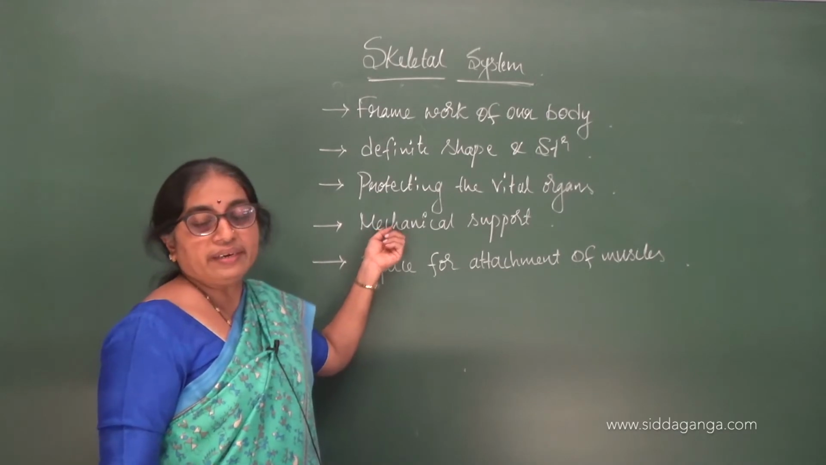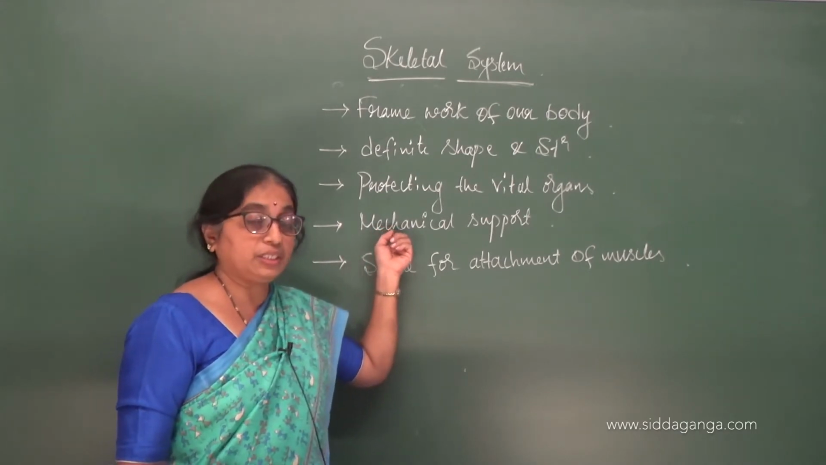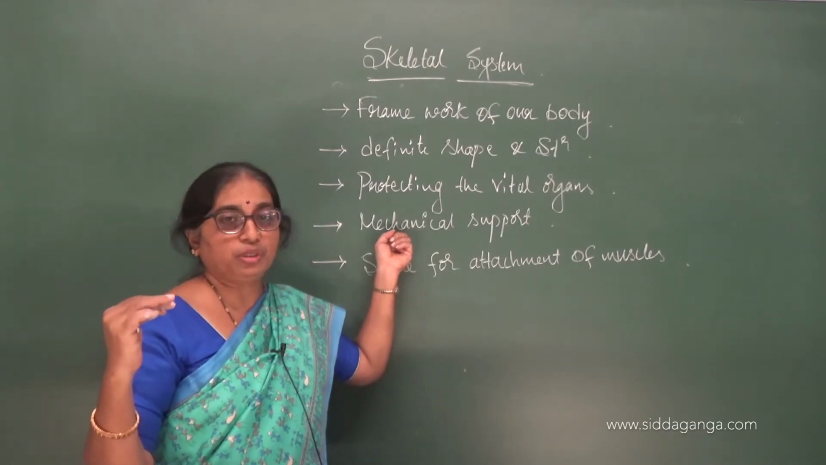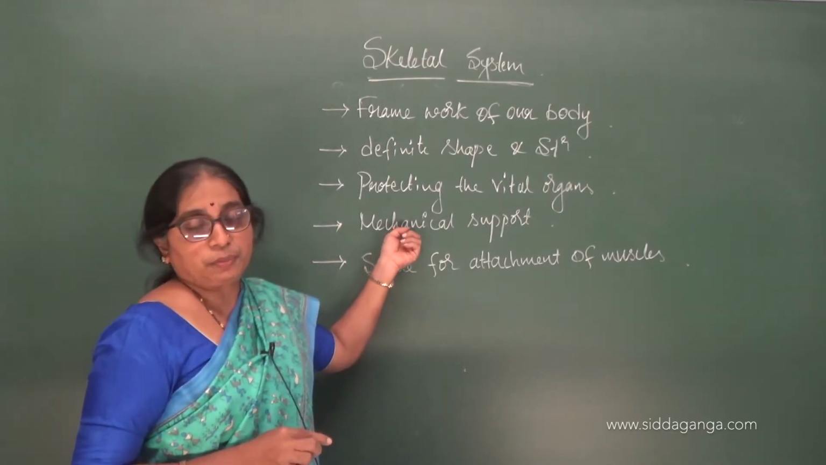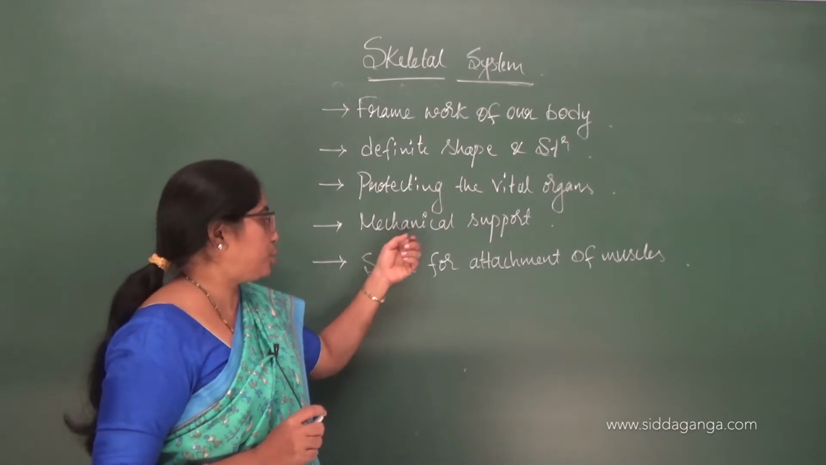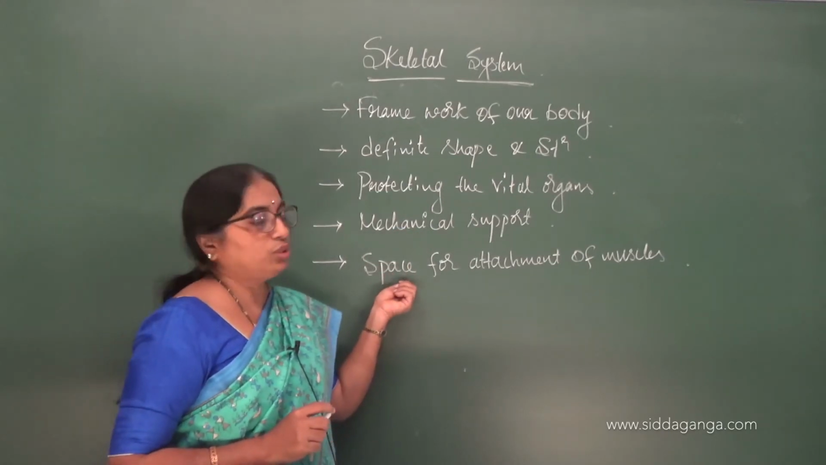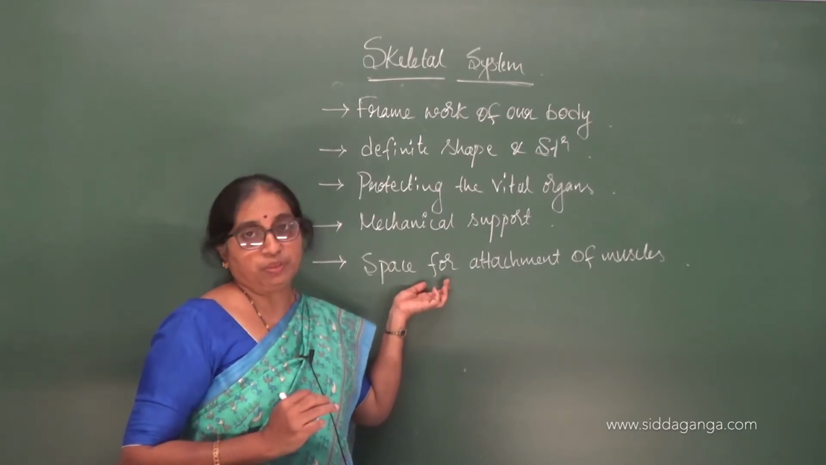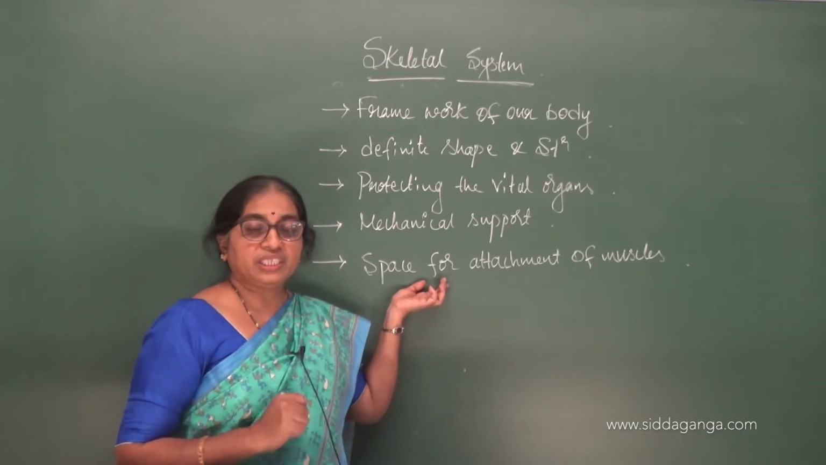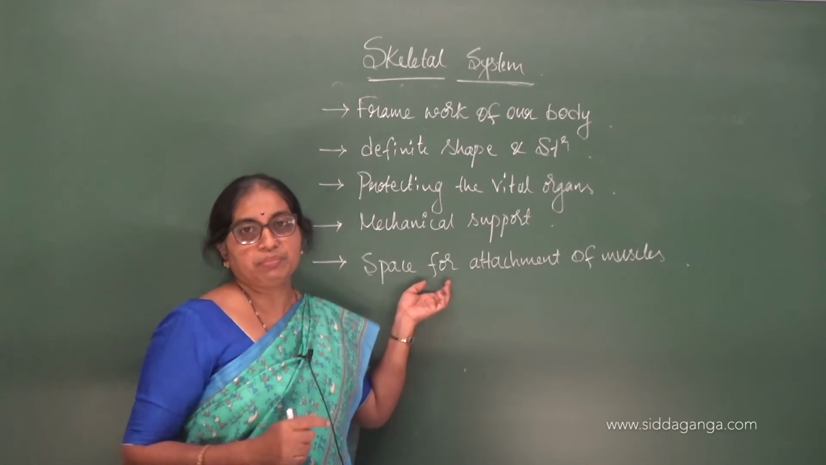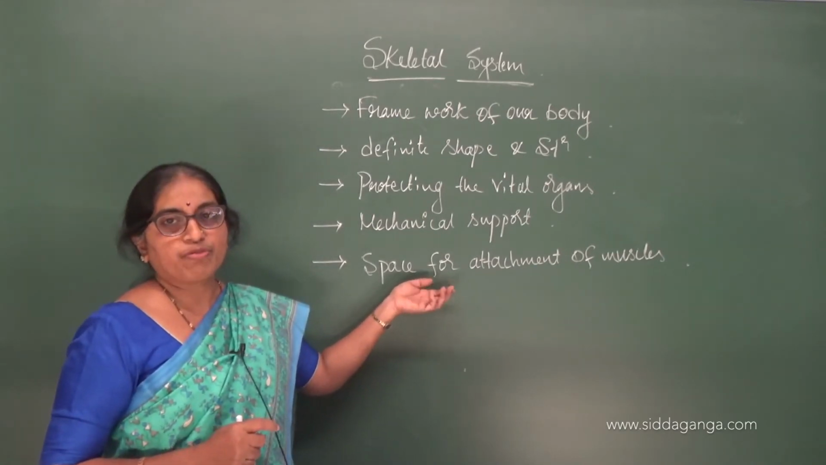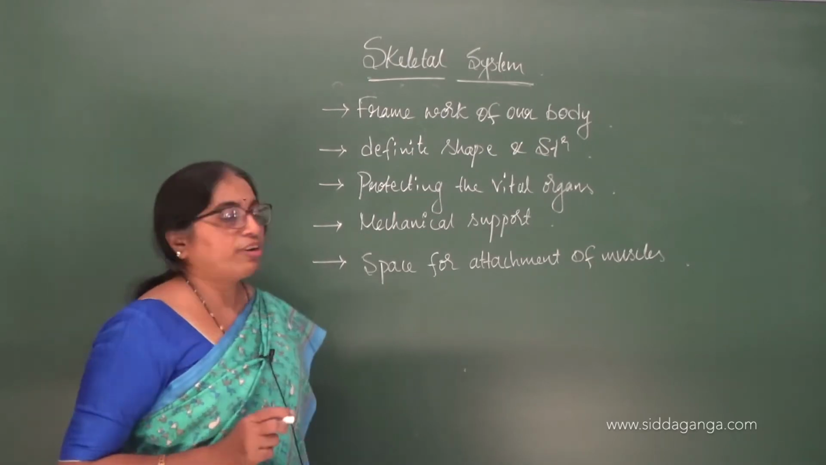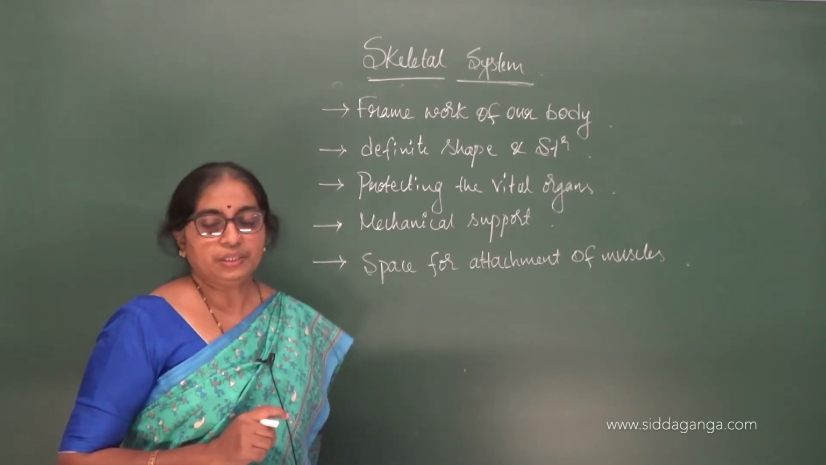The skeletal system provides mechanical support. Our body stands stiffly erect on the ground because of this mechanical support. And finally, these bones provide space for the attachment of muscles. Thereby, the skeletal muscles can attach themselves to the skeleton, and therefore they get the name skeletal muscles. So these are the important functions of the skeletal system.